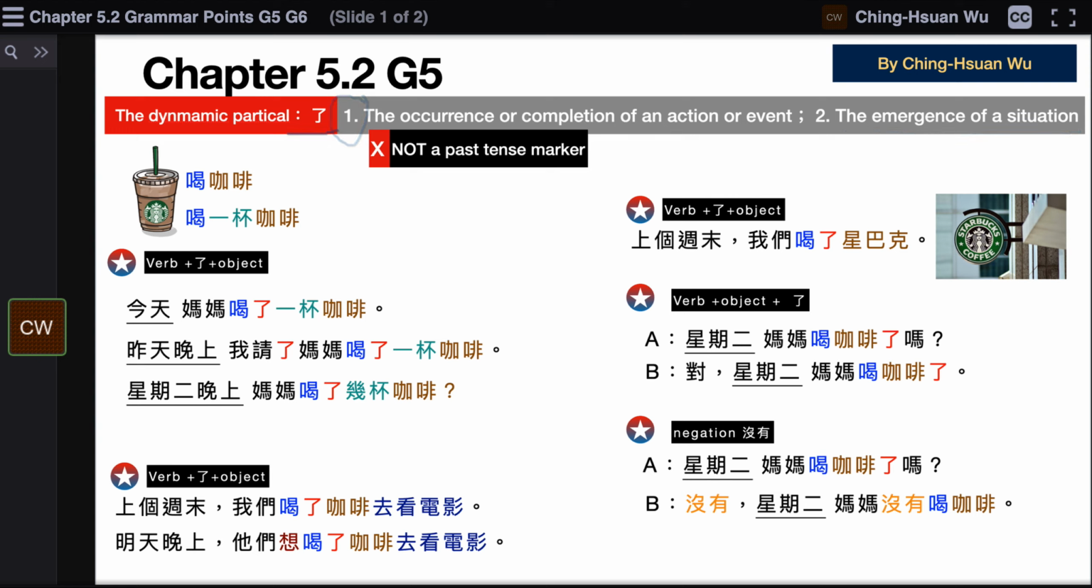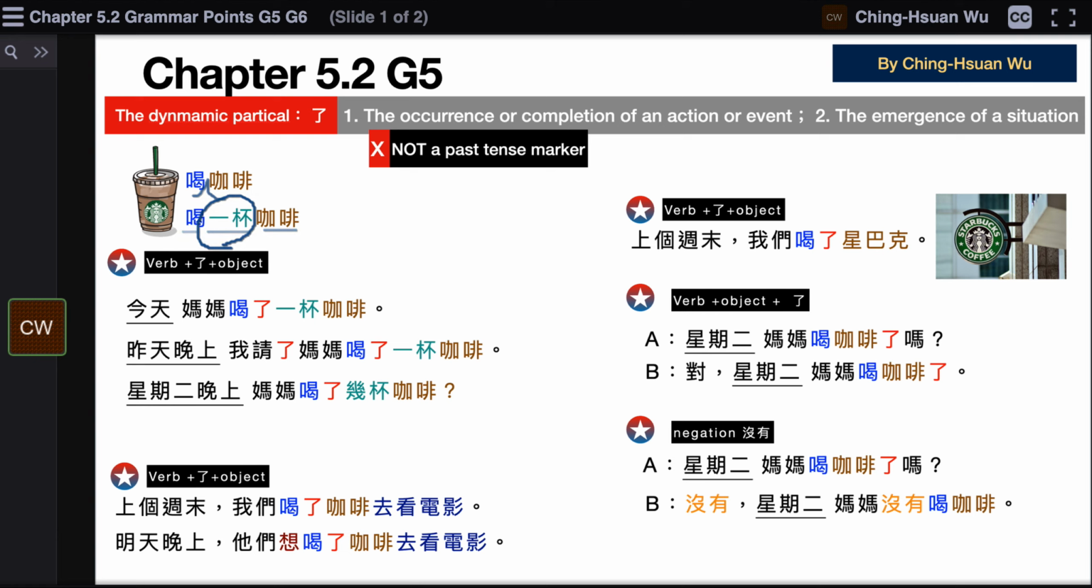A verb. 喝咖啡 together is a verb that means to drink coffee. Grammatically, 喝咖啡 has a primary verb 喝. 咖啡 is the object of 喝. 咖啡 is a noun. If you want to say drink a cup of coffee, that would be 喝一杯咖啡. That is, you separate 喝 and 咖啡, then you insert your measure word.